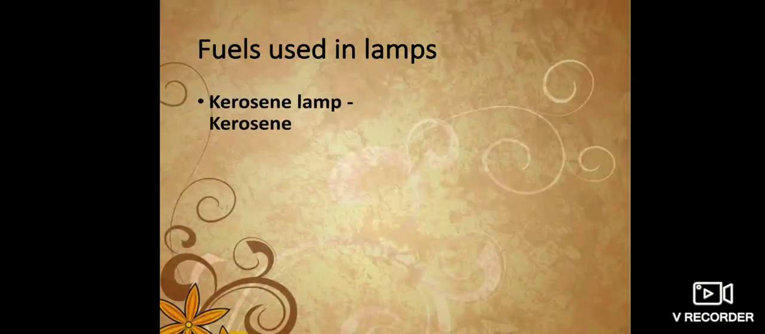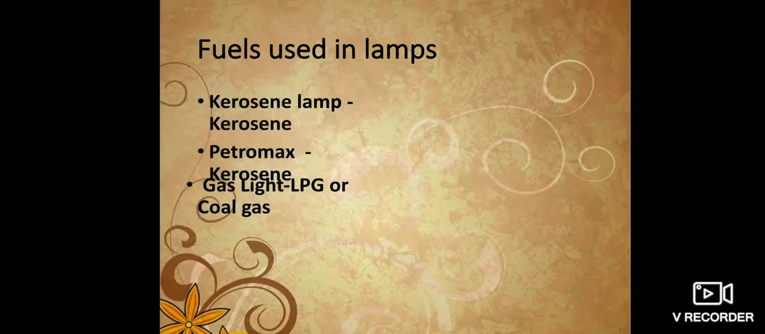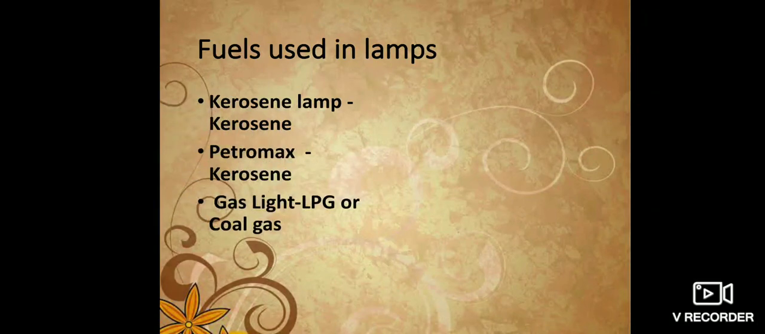Some of the fuels used in lamps: a kerosene lamp uses kerosene, obviously. Petromax uses kerosene. A gas light may use LPG or coal gas, and an electric bulb obviously uses electricity. Even now, some parts of the world have no power supply. Think how they manage in the darkness.